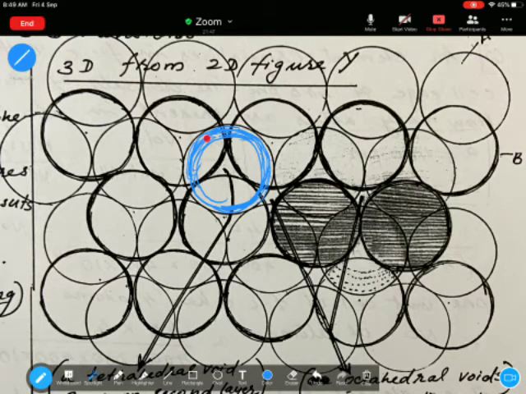So the third layer, that is this blue ball, is in alignment with the A layer ball. So I will be calling this blue ball again A layer. First layer is A layer.